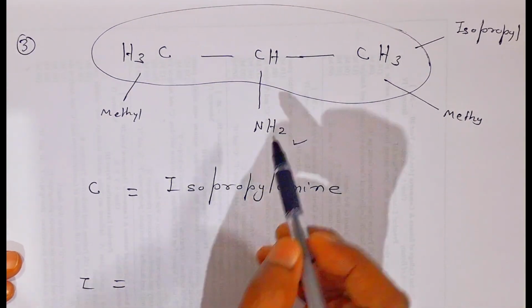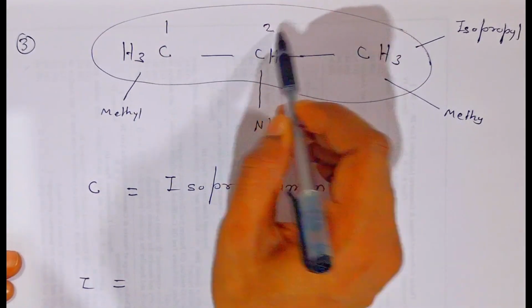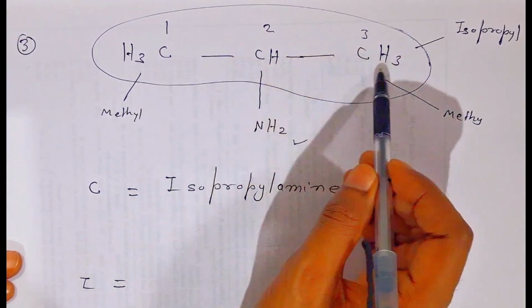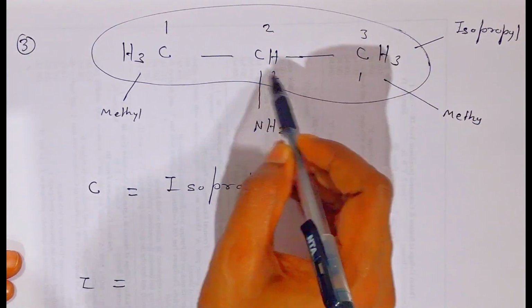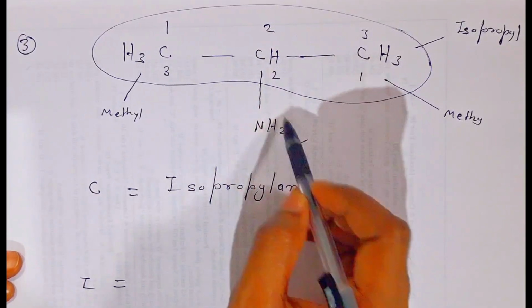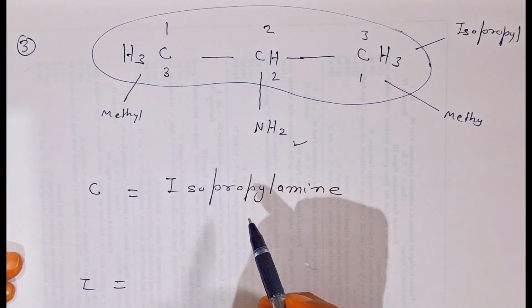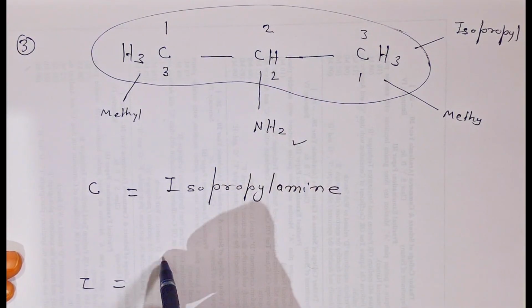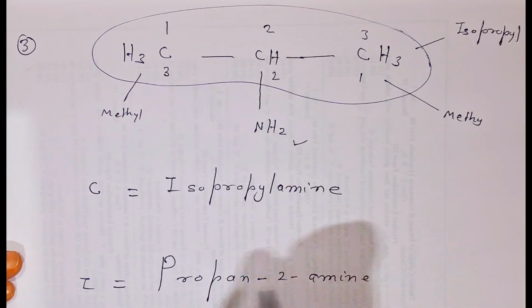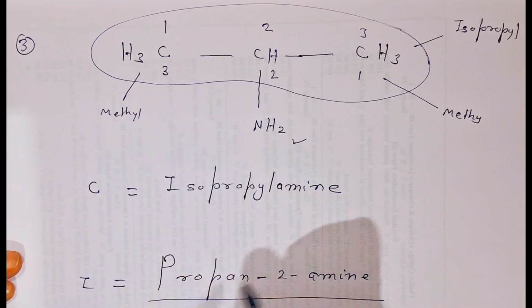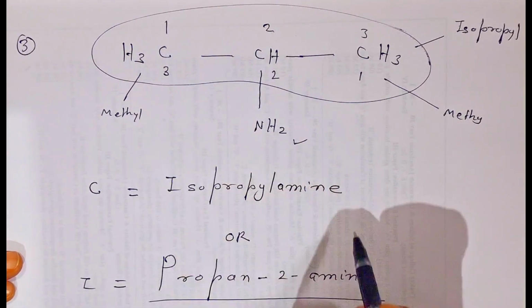For that, students, you have to start the numbering. You can give the numbering 1, 2, 3. So from this also, if you are going to name, this is 2. At carbon number 2, students, this amine is attached, this ammonia is attached. So it is called propane 2 amine.